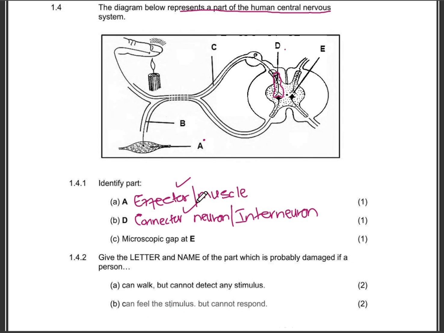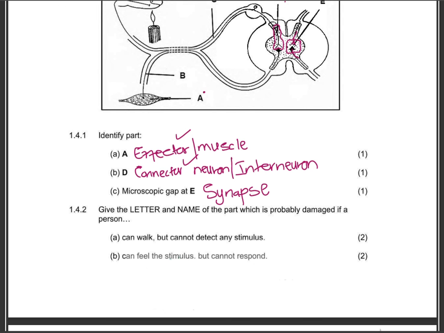Then we also need to identify the microscopic gap at E. So there is E, the gap that they're talking about is between these two neurons. There's a neuron here and there's a neuron there. So in between those two neurons, there's a gap, and that gap is the synapse. Okay, let's move to the next question.